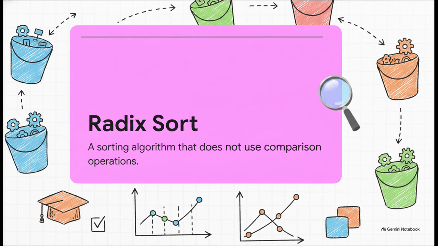Radix sort totally bypasses traditional comparison operations entirely. Instead, it sorts data by processing individual digits or characters, just grouping them bucket by bucket. It completely breaks the mold of comparison-based algorithms, which is exactly why exam setters love throwing it into the mix.